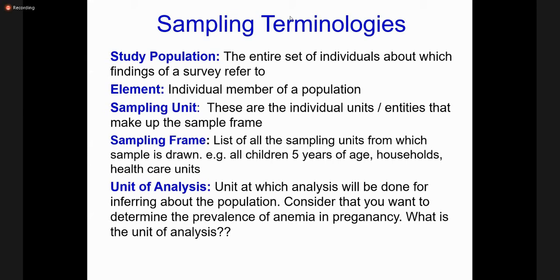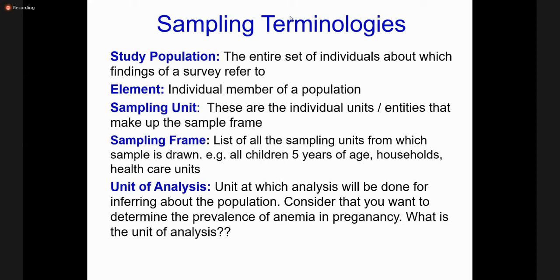There are a few basic terminologies related to sampling techniques which we need to understand before we proceed with the various types of sampling techniques we can choose among. Number one, study population. When we say study population, it refers to the entire set of individuals to which the findings of a survey refer. For example, if we are interested in studying awareness about the transmission of COVID-19 or awareness about COVID-19 severity among the people living in Karachi, the entire set of individuals includes all the people living in Karachi.